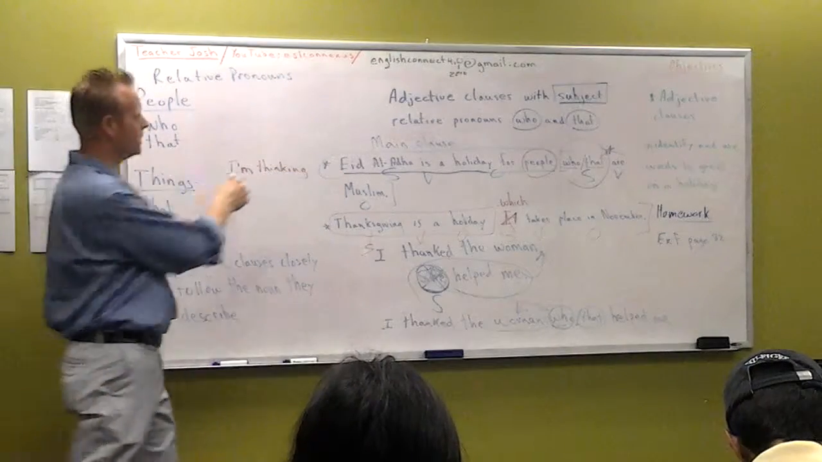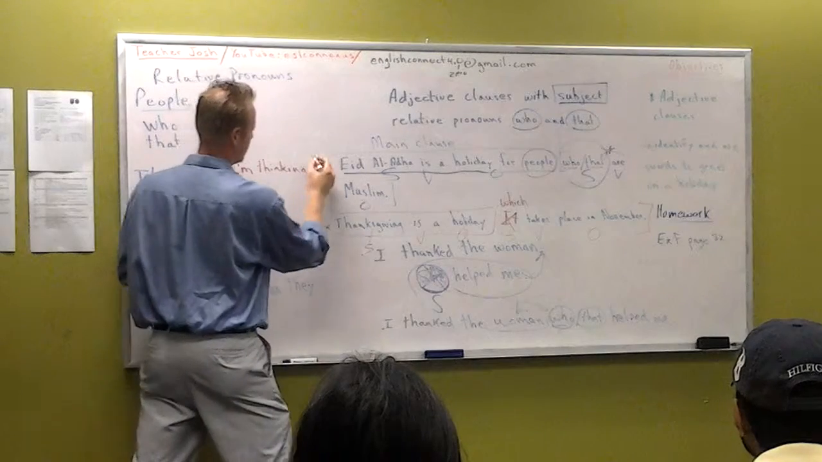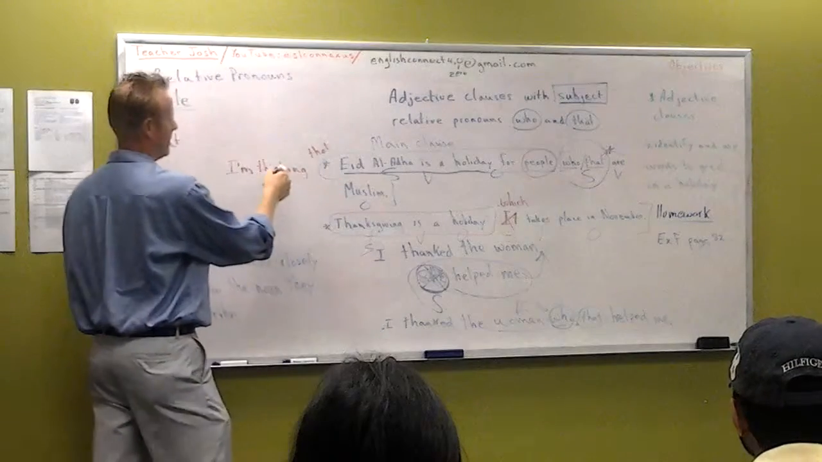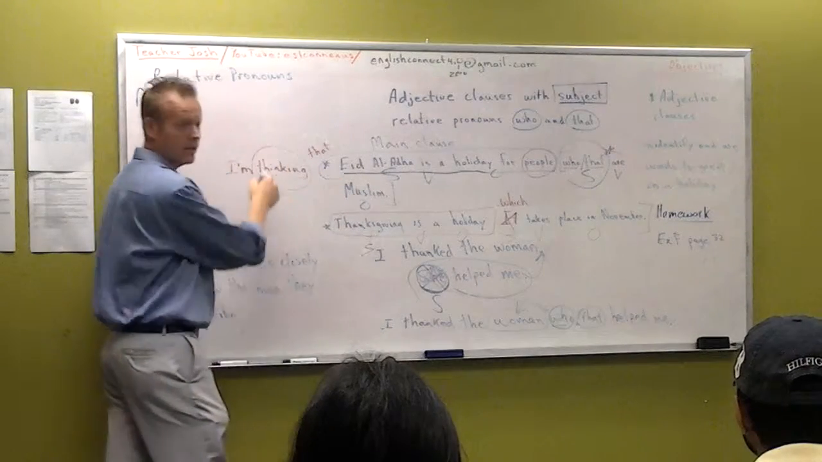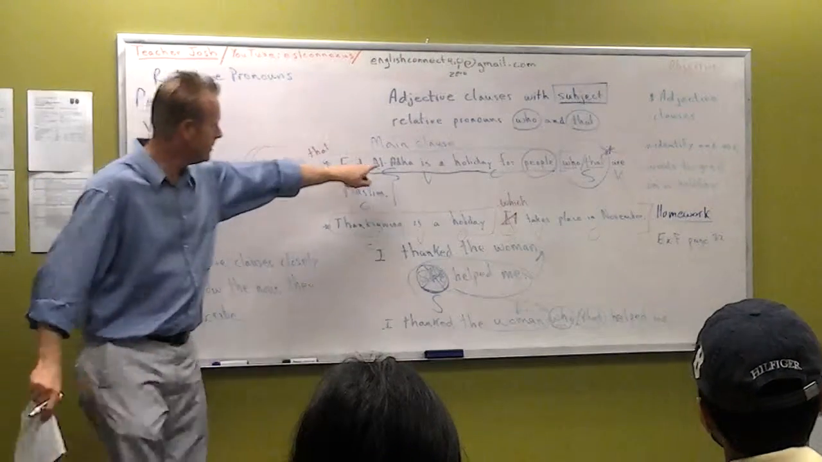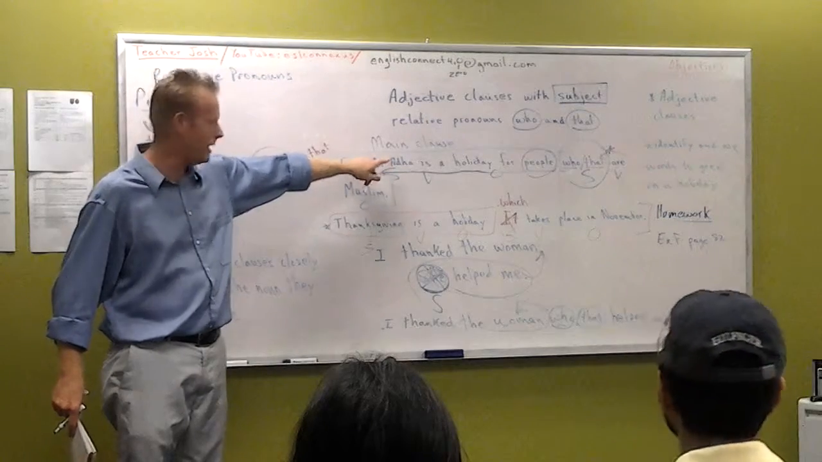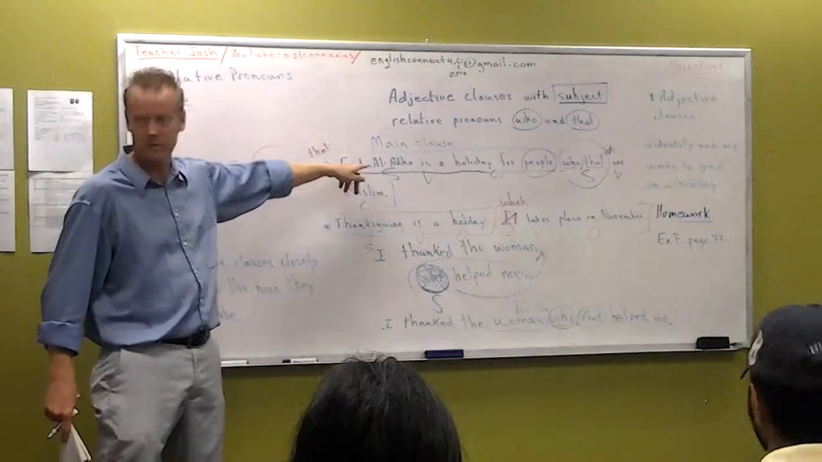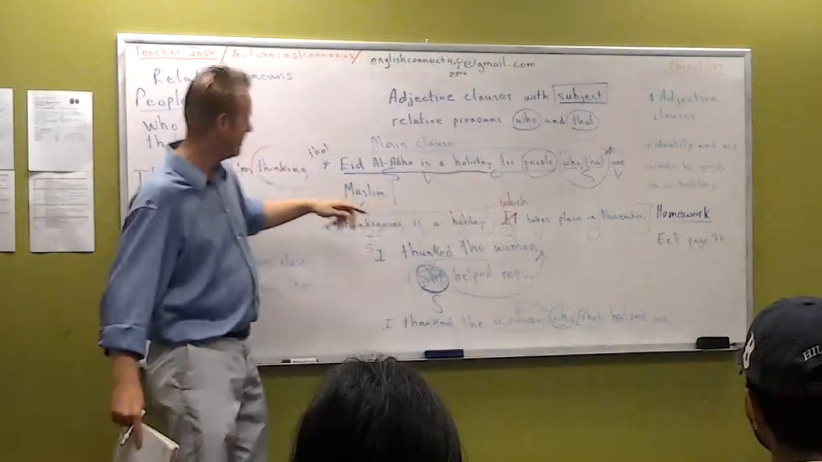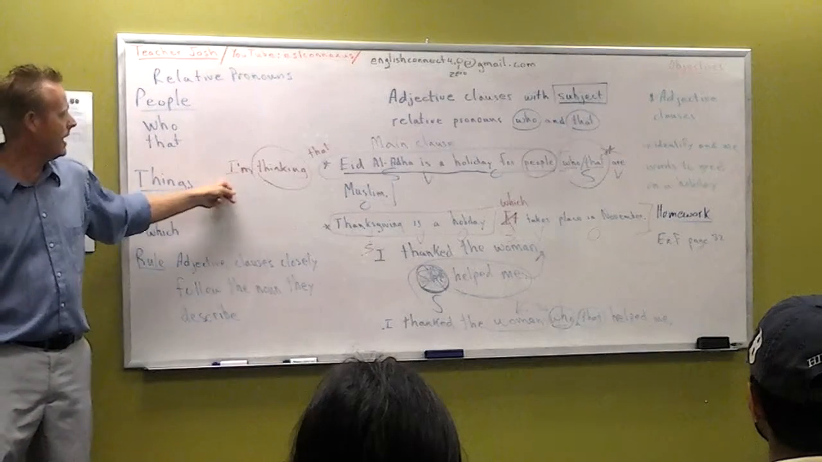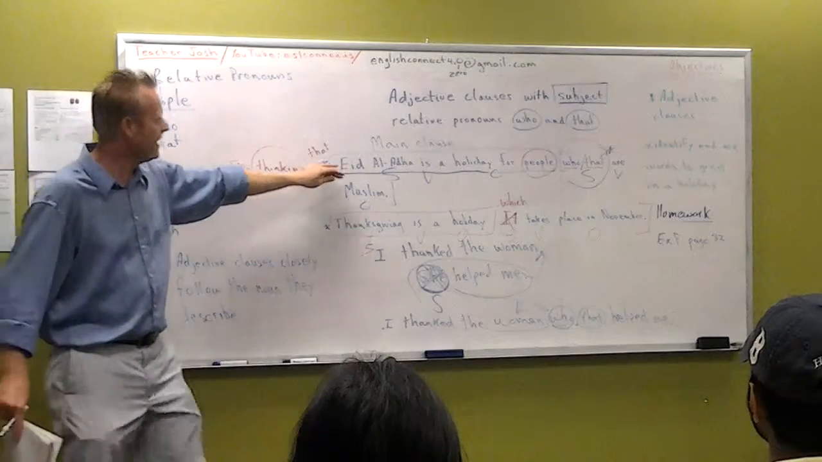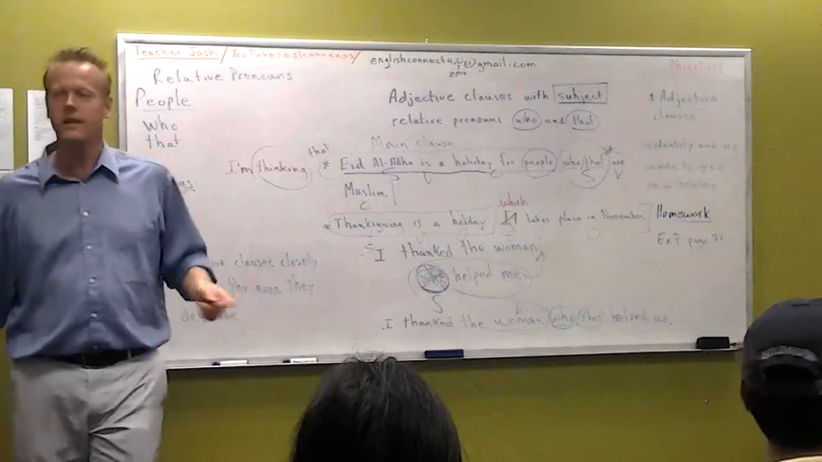Actually, what you've done is you've created a separate clause. I'm thinking, and you're talking about this, aren't you? What are you thinking about? You turned this main clause into its own adjective clause, so you have an adjective clause connected to another adjective clause. And this is your main clause now. I am thinking. Well, what are you thinking?